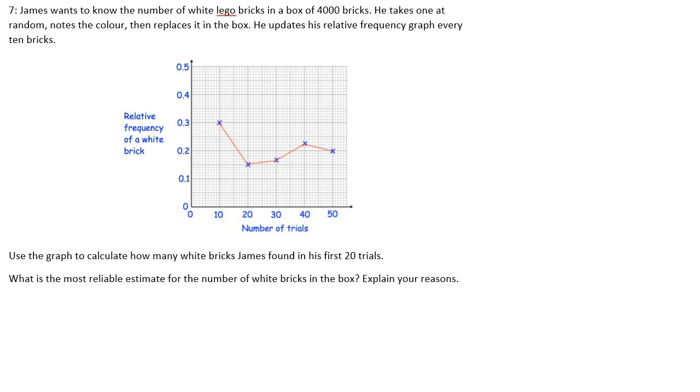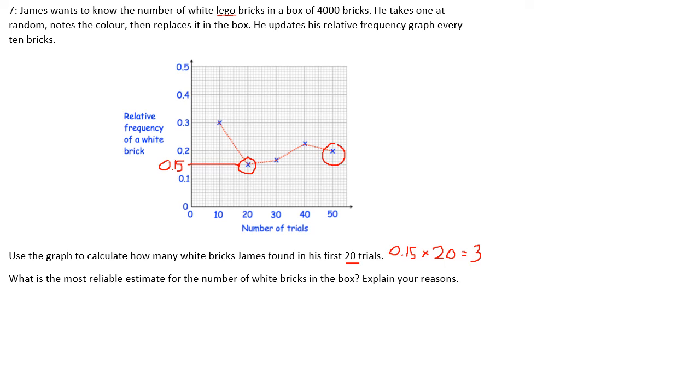So we want to find how many white bricks James found in his first 20 trials. 20 trials is this blue square down here, and that goes to a relative frequency of 0.15. So the amount of white bricks he found was the probability times the number of trials. He found 3 white bricks. What's the most reliable estimate for the number of white bricks? Well, the most reliable estimate is the 0.2 relative frequency.